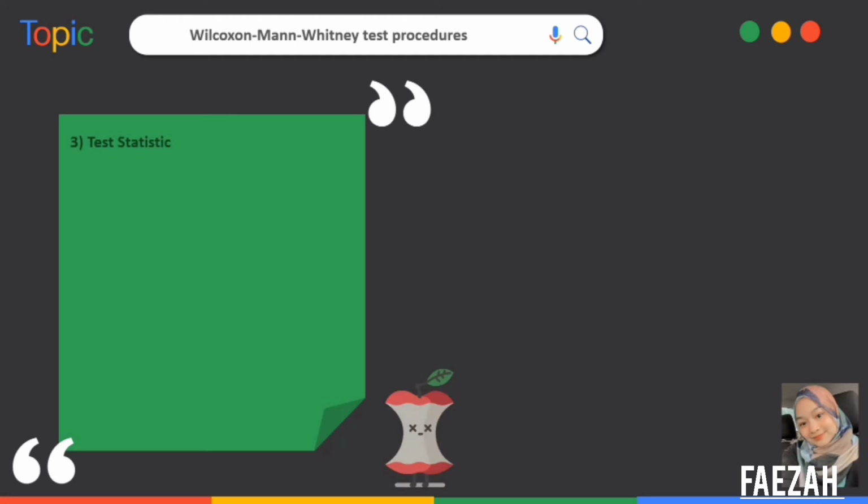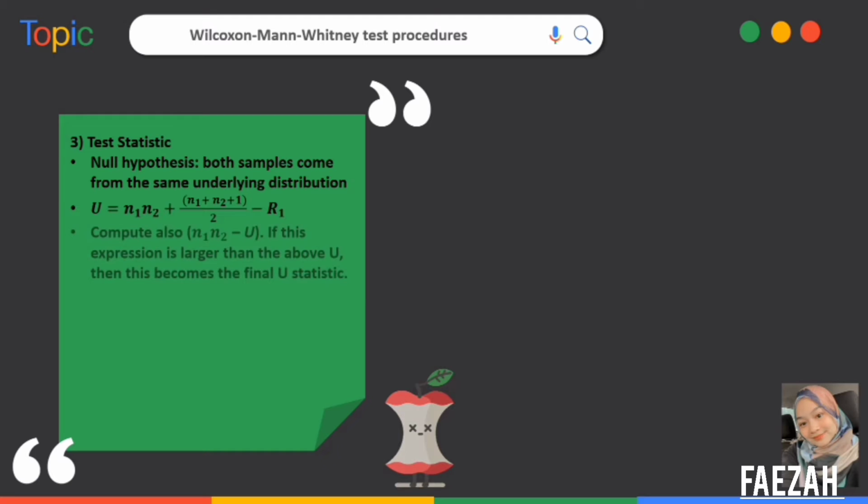And thirdly, the test statistic. Null hypothesis: both samples come from the same underlying distribution. And this is the equation of U. Compute also N1 times N2 minus U. If this expression is larger than the above U, then this becomes the final U statistic.